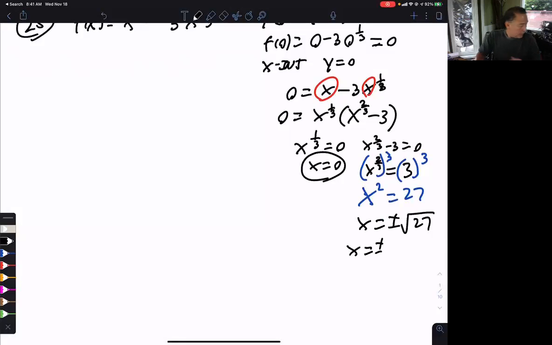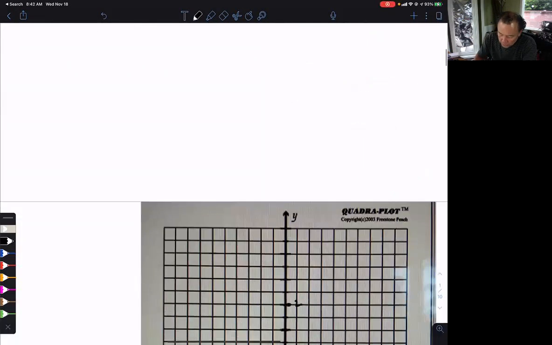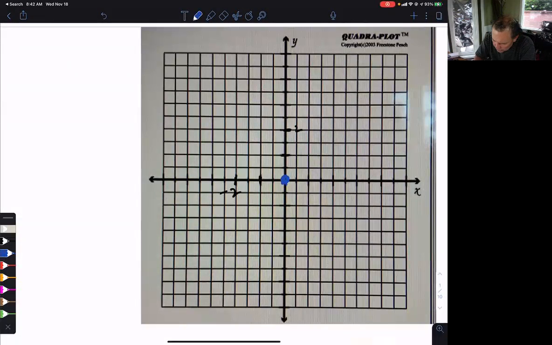And if you want to figure that out, I have a calculator. Let's do that real quickly. Radical 27. That's about 5.2. So we know it crosses the x-axis at plus or minus 5.2. That's valuable information. So I'm going to plot a point at 5.2: 1, 2, 3, 4, 5.2. It crosses there. And on the other side, 5.2 crosses there. I need to erase these because those aren't true. So I have 3 points that the graph goes through now.